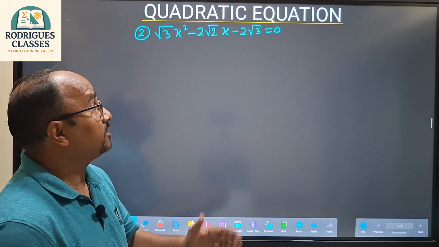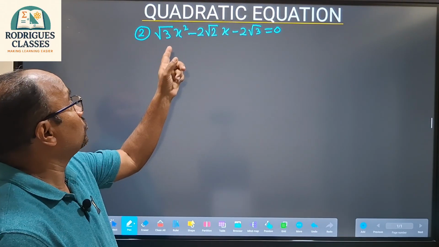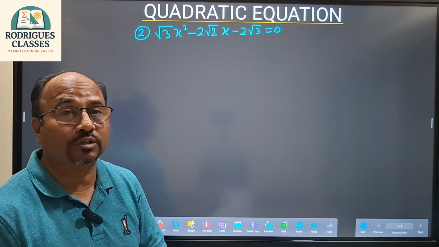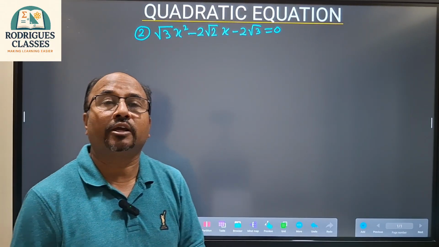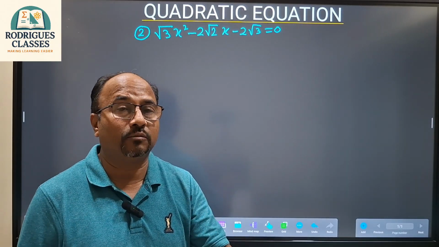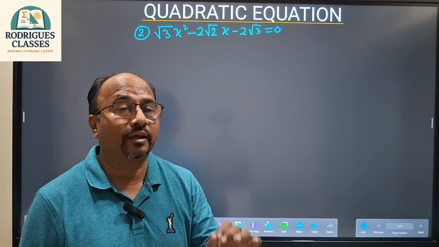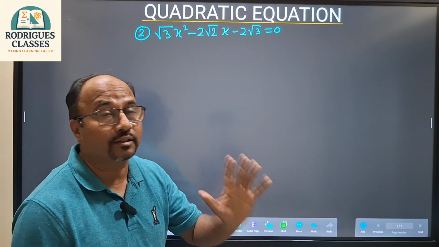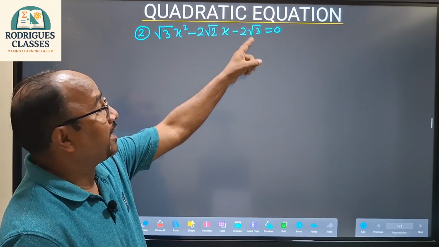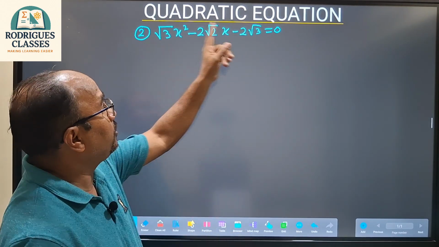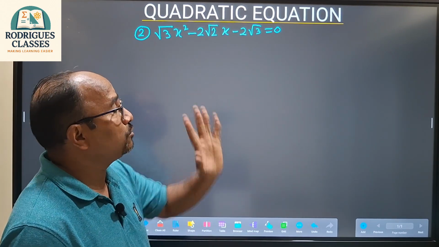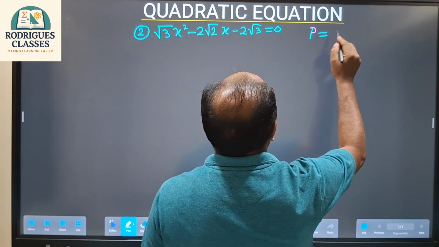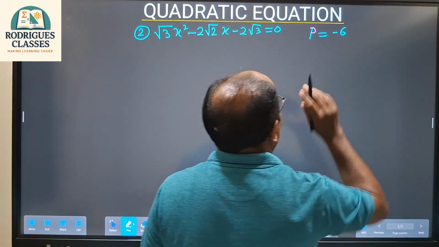Now let us take a look at this sum, which is root 3 x square minus 2 root 2 x minus 2 root 3 equals to 0. We will be doing it by factorizing it. There are root numbers, so we need to get everything understood properly. So let us take a look at what we require in the product. Root 3 and minus 2 root 3. So root 3 into root 3 will give us 3. 3 2s are 6. So I am just writing over here that the product needed is minus 6.